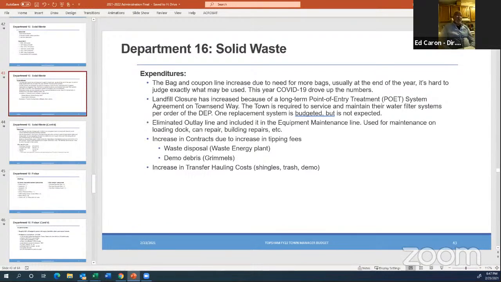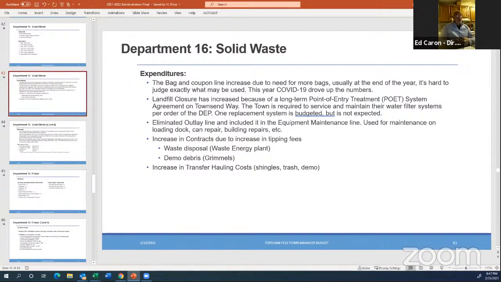Landfill closure costs have increased because of our long-term POET system, point of entry treatment system, for the agreement that we had to sign with the DEP and the homeowners on Townsend Way, the 2 newest homes. We have to be ready to replace their softener systems and filtration systems if they go bad. And we've also had to add them onto our water samplings and everything else. So as part of that, we're responsible for the upkeep as long as they maintain them and keep an eye on them.